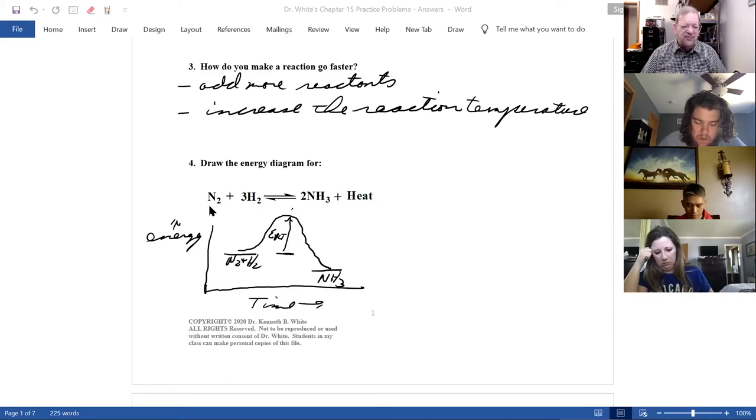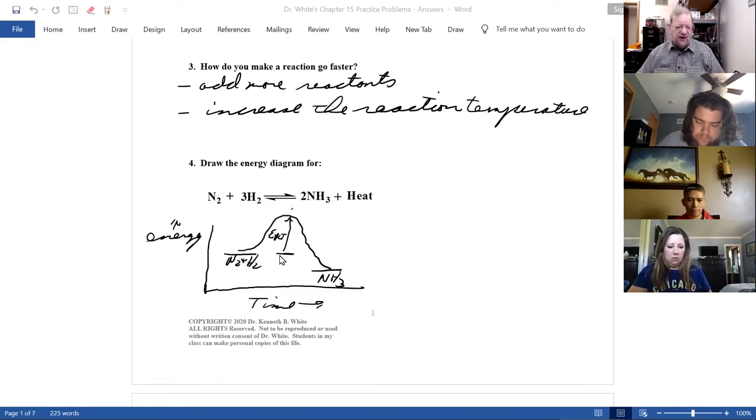If I say nitrogen and hydrogen have arbitrarily this much energy, notice the total energy here is ammonia plus heat. If I lose the heat, which you do, ammonia is going to have less energy than this side, because some of the energy total on this side is lost to heat, and therefore it's lower. How much lower? Notice I never put scales on there. Yes, we can look up energy diagrams with numbers on them, but I don't do that in this class.